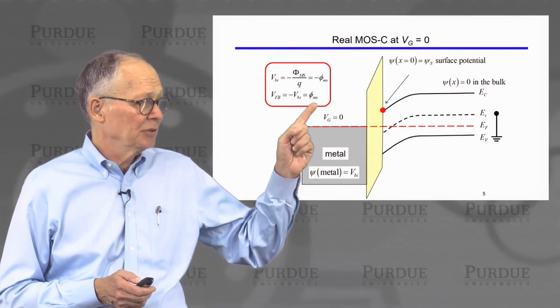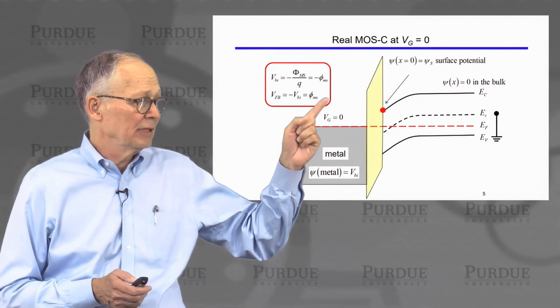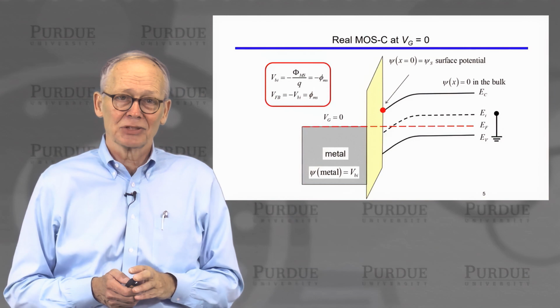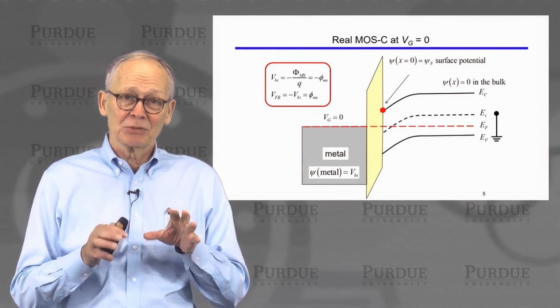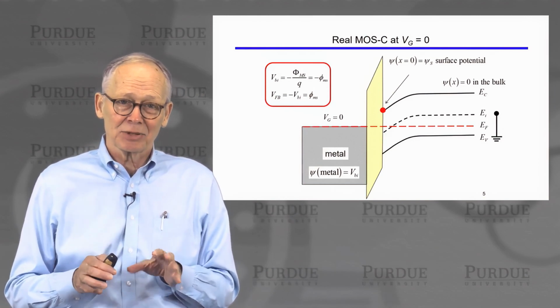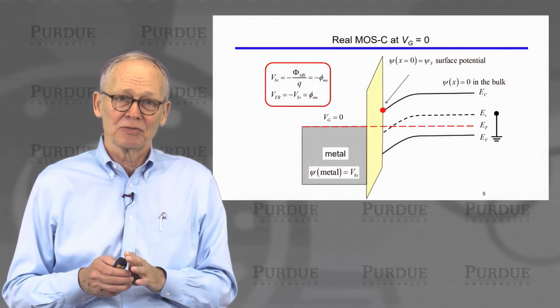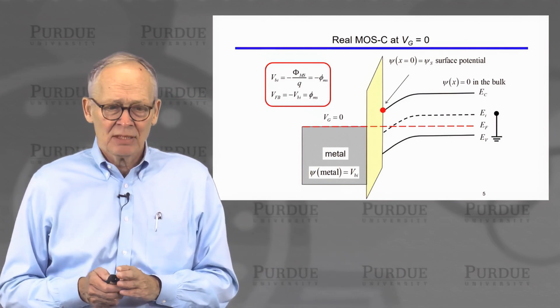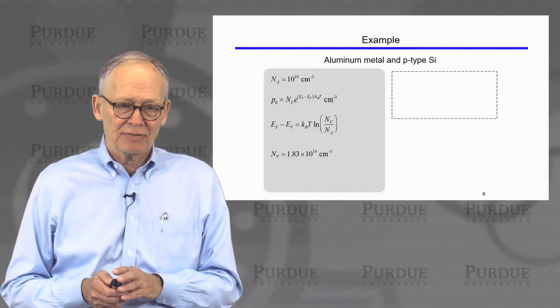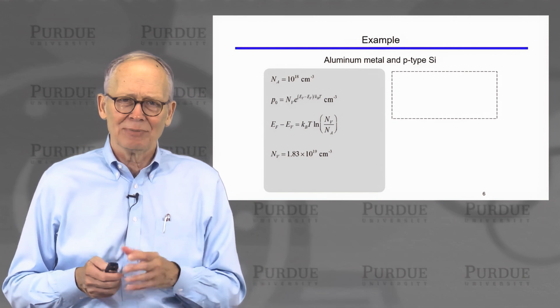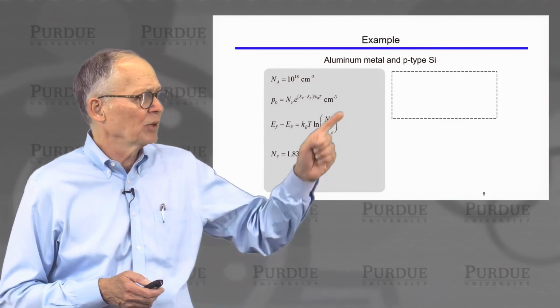The amount that we have to do that is just equal to the metal semiconductor work function difference. The built-in potential was minus the metal semiconductor work function difference, so we have to apply the opposite voltage in order to reach flat band conditions. All right, so that is the flat band voltage. We can work out an example with some numbers so you can see how it all works out.